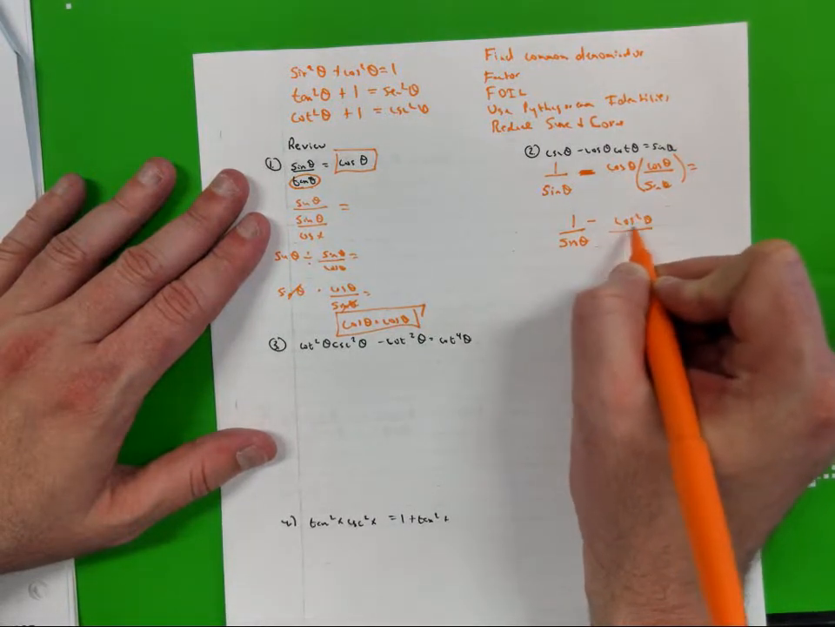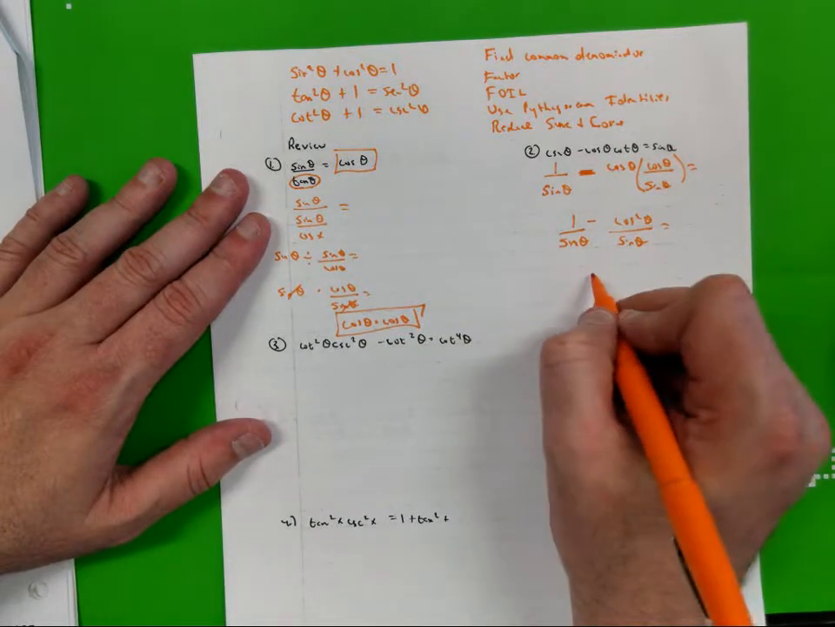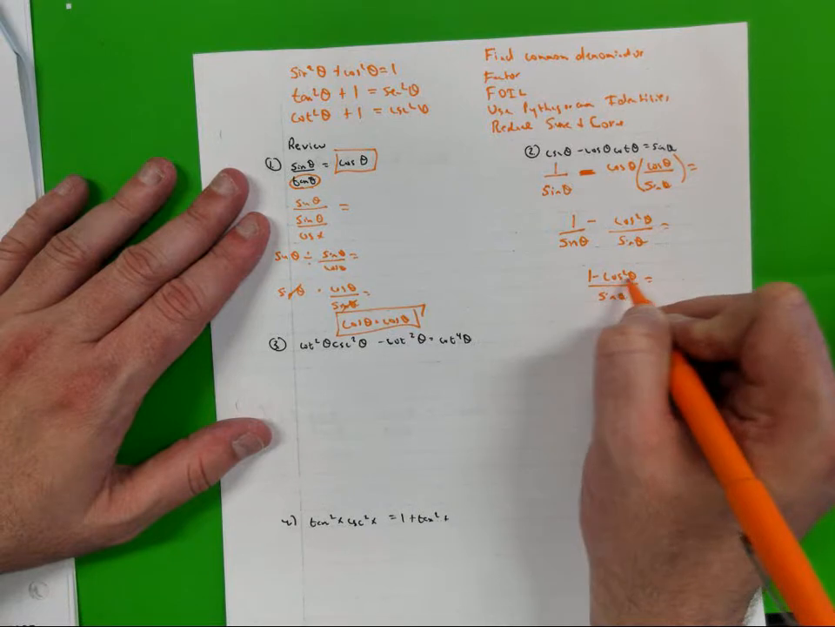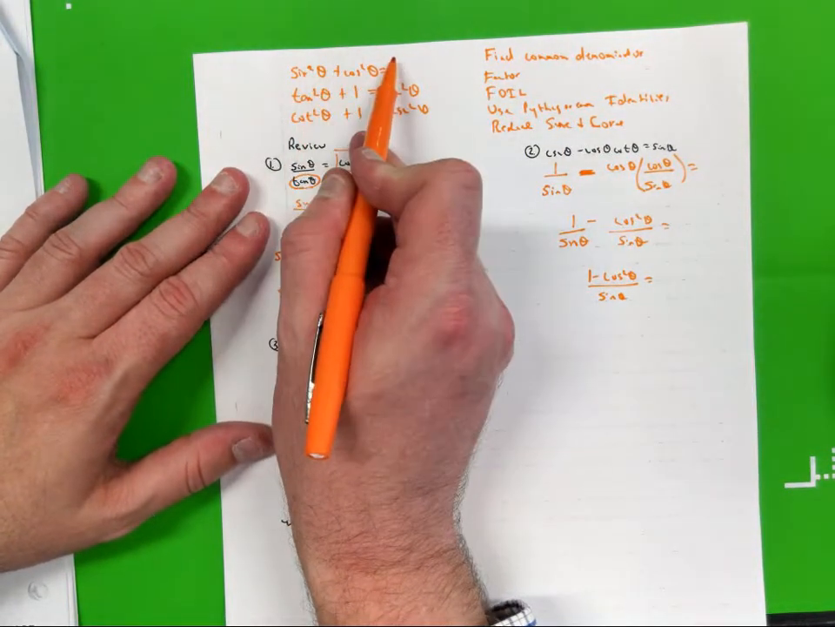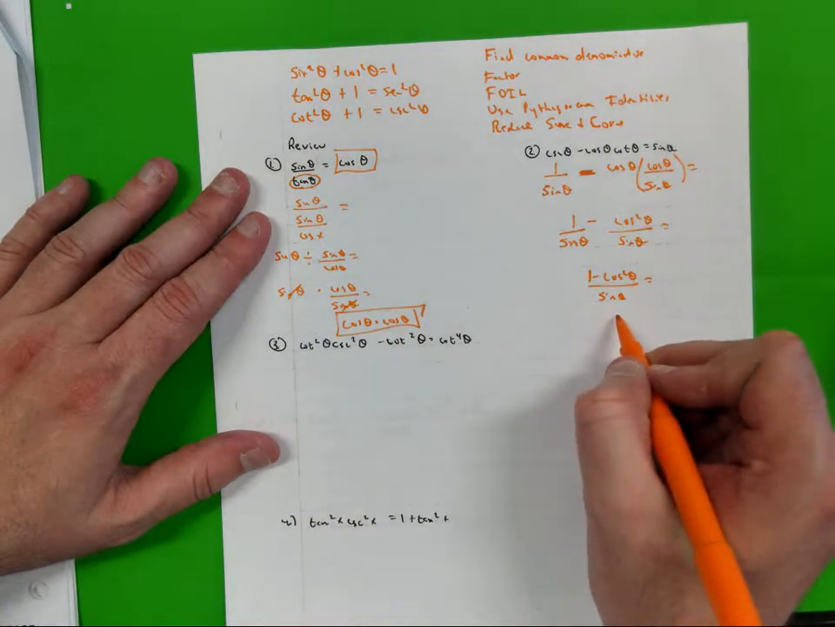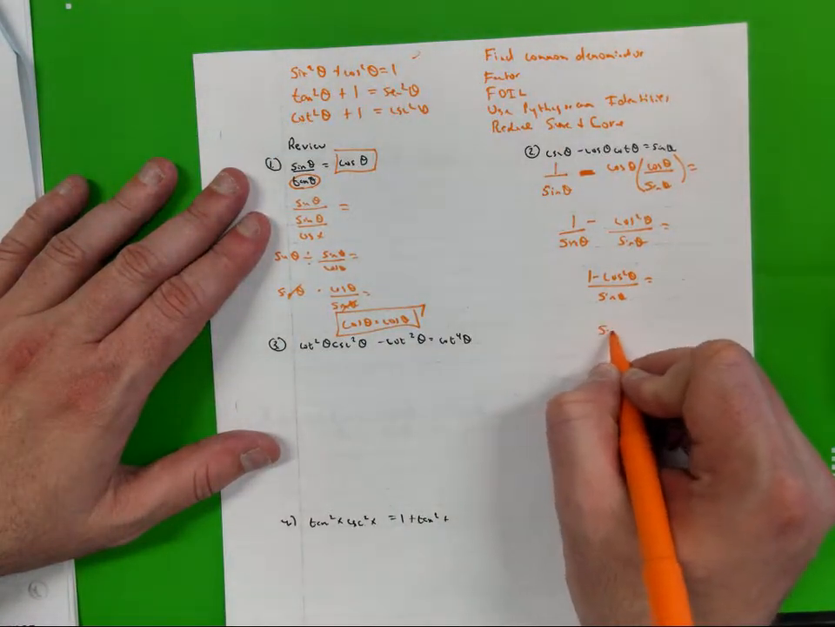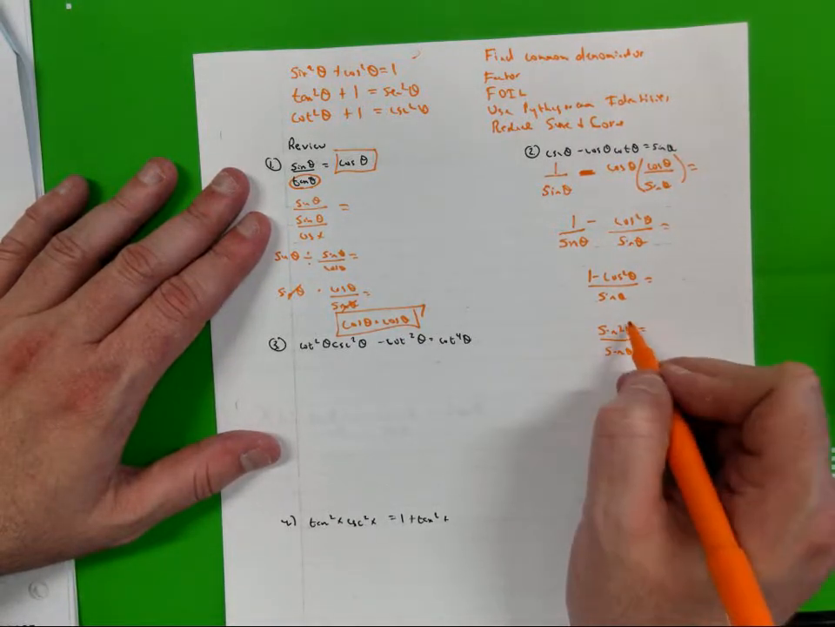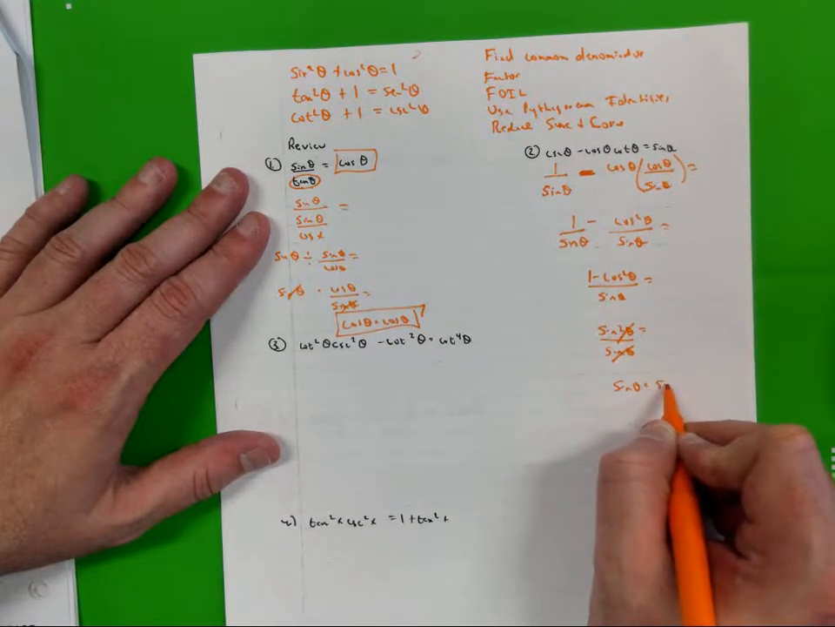1 minus cosine squared theta over sine theta. So 1 minus cosine squared theta over sine, we know that this stands out to us as a Pythagorean identity. I can manipulate this one by bringing cosine over, I will get sine. So that's going to be sine squared theta over sine theta. Can I reduce that? And that leaves just a sine theta, and that's what I wanted.